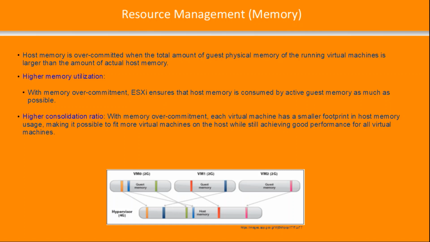As shown in the picture below, using memory overcommitment, we are able to run 3 virtual machines with 2 gig memory configured on this host with 4 gigs memory. In the event that memory overcommitment was not possible, we could only run a single virtual machine, as we have to take into account the overhead memory as well. So with memory overcommitment, we do get a higher consolidation ratio.